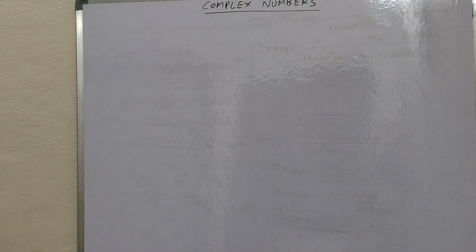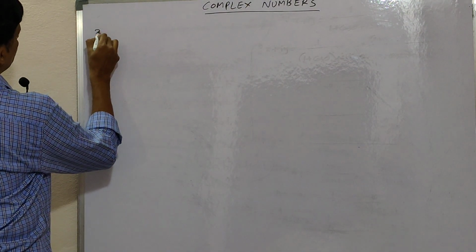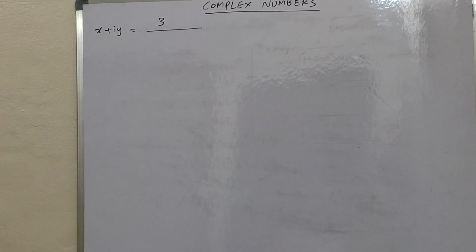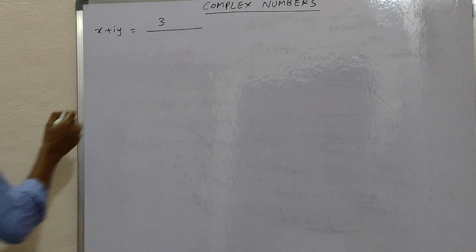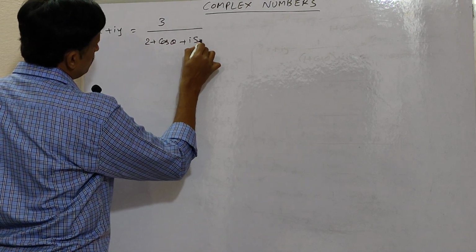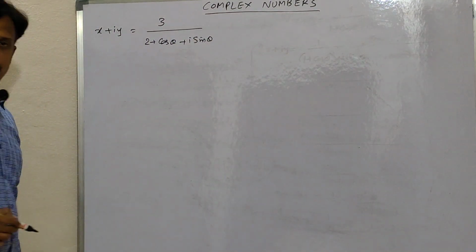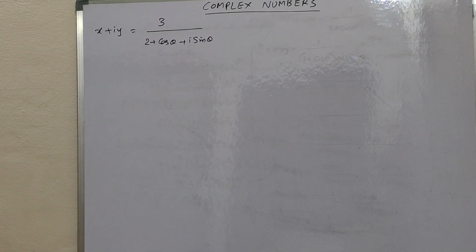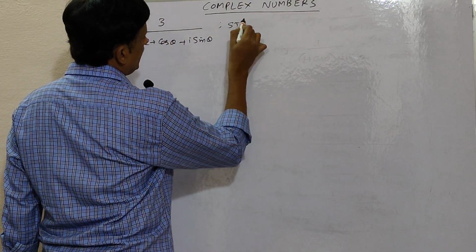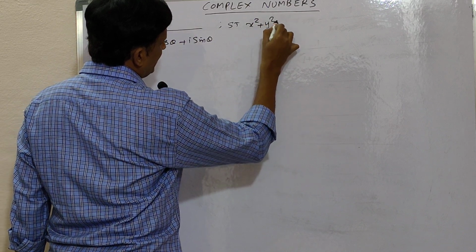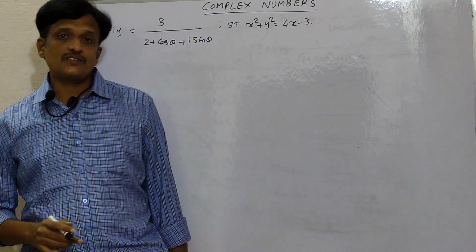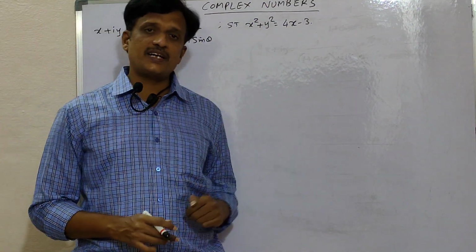Now the next one is x plus iy is equal to 3 by 2 plus cos theta plus I sin theta. This is the given x plus iy. Then we need to show that x square plus y square equal to 4x minus 3. Show that x square plus y square is equal to 4x minus 3. That is the required proof. We have to show that x square plus y square is equal to 4x minus 3.